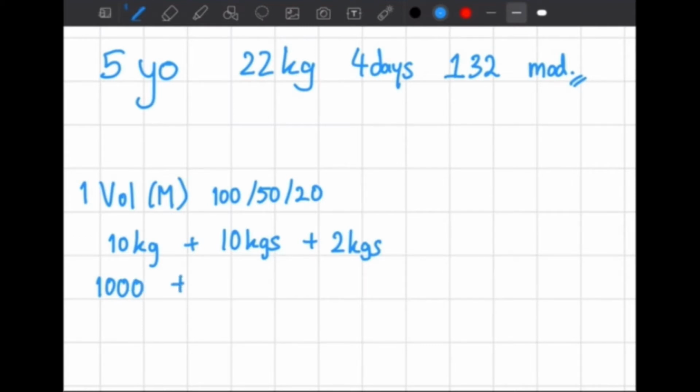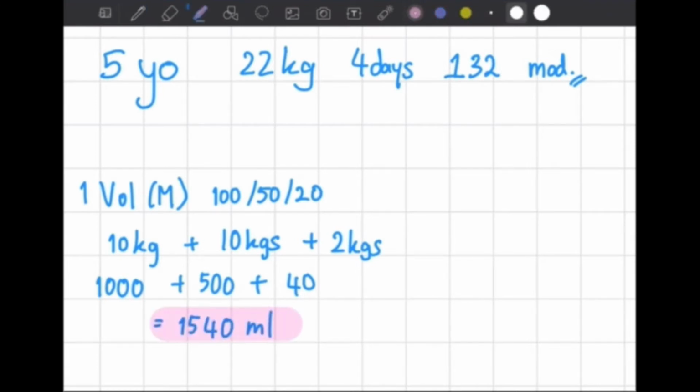Now the next 10 kgs would receive 50 ml per kilogram. So 50 multiplied by 10 would be 500 milliliters. And for the last remaining two, you multiply 20 by 2, so that would give you 40. So in total, this boy is going to need 1,540 mLs of water for maintenance. Okay, so let's save this value in a part of our brain.